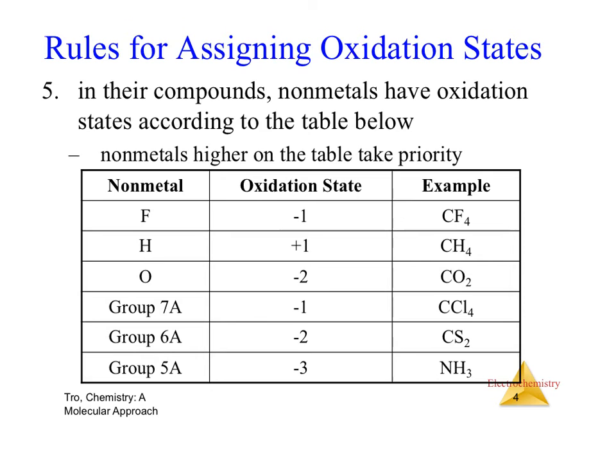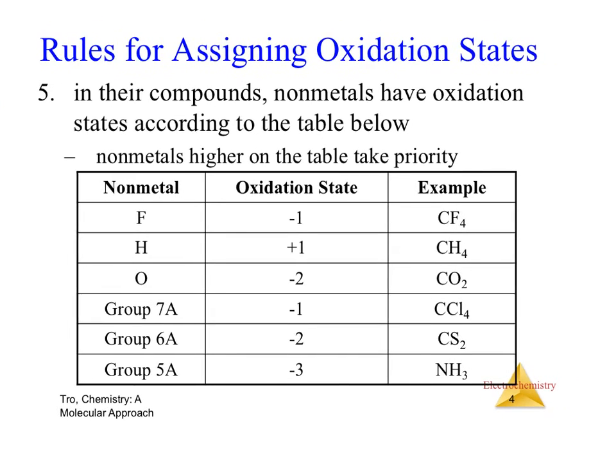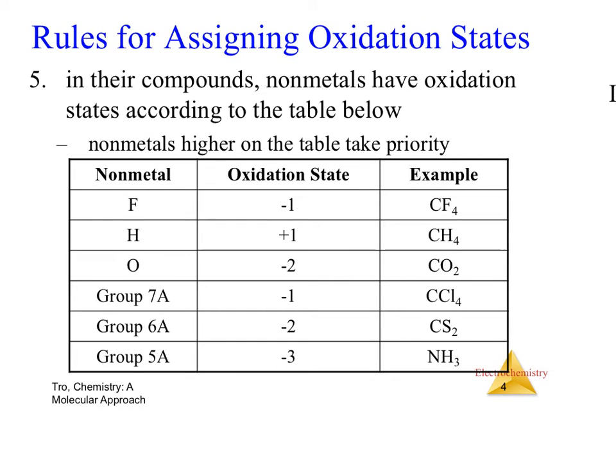So for assigning oxidation states, for nonmetals, we're always going to follow these rules. Fluorine, oxidation state of -1. Hydrogen +1, oxygen -2. Group 7a, -1. So fluorine has higher priority, the halogens below that -1. Group 6a, -2. Group 5a, -3. Let's look at some examples for how to use this chart.